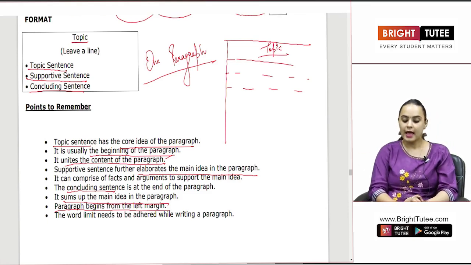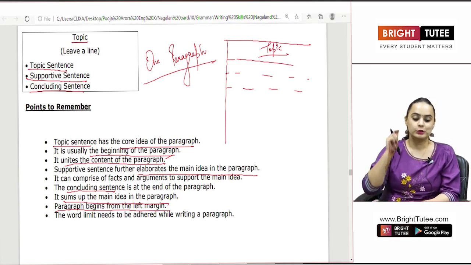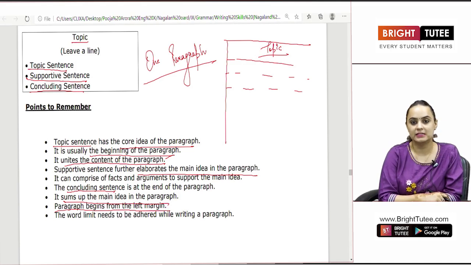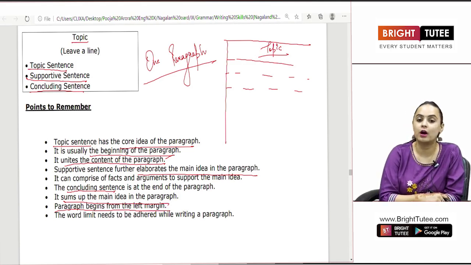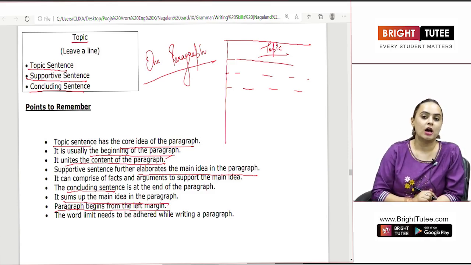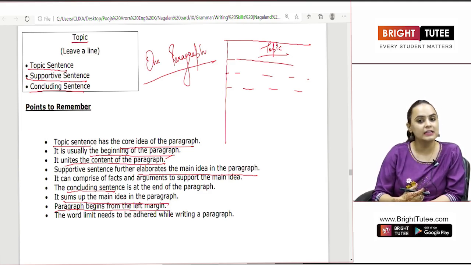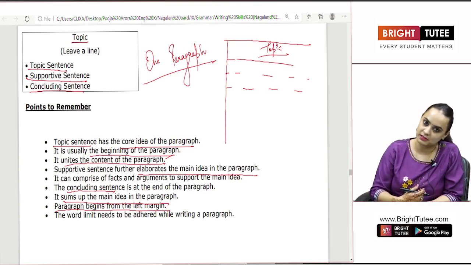And the word limit needs to be adhered to. Whenever you are completing a paragraph or describing some picture, the word limit should not be more than 50 words. So it is a very short piece of writing which needs to be adhered to. The word limit needs to be followed very, very strictly, or else you are going to lose your marks.